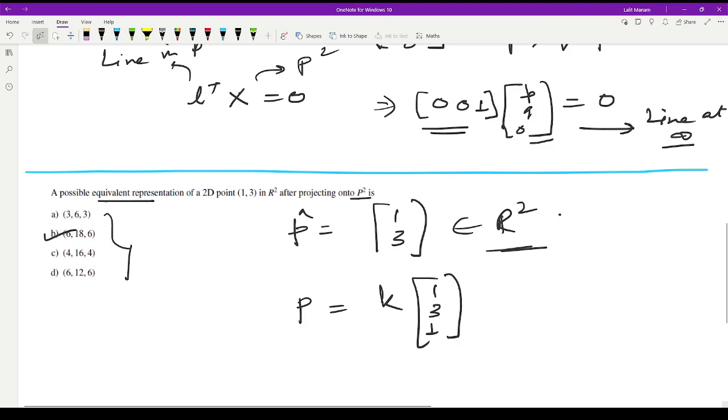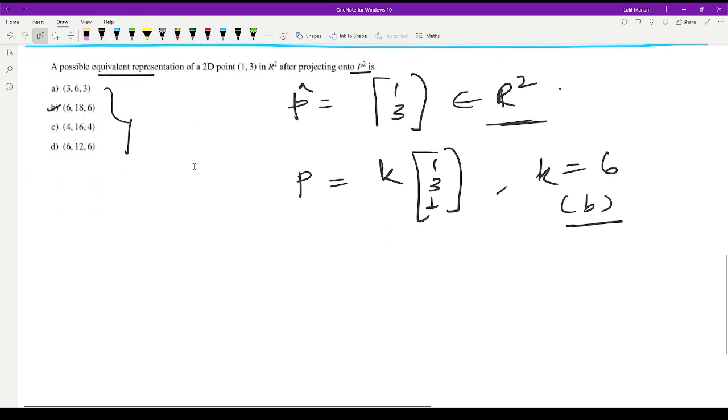Is this clear? It's just the reverse operation that we did for the previous question. So for k equals 6, our option turns out to be B. Okay, this is fine, right? We'll move on to the next one then.